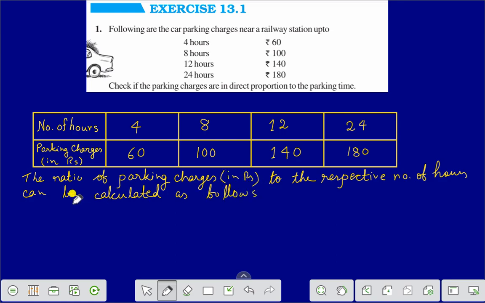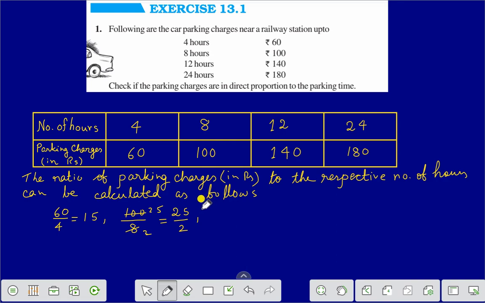That is 60 by 4, and we are getting 15. Next one is 100 by 8. If we divide by 4, 4 into 2 is 8 and 4 into 25 is 100. We are getting 25 by 2.